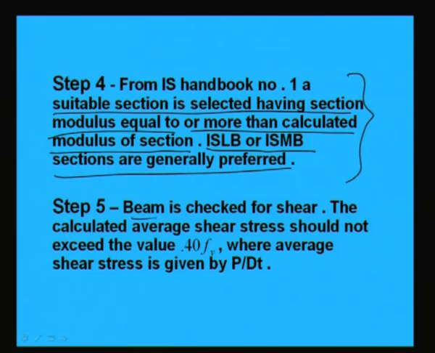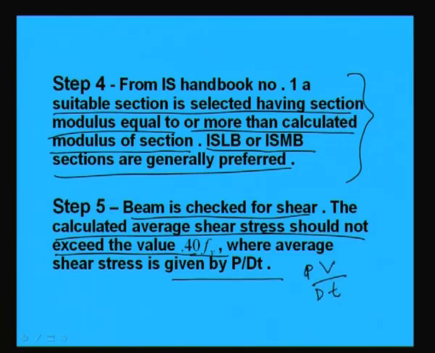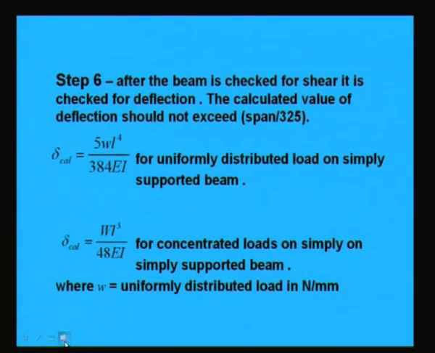In the next step, the beam has to be checked against shear. The calculated average shear stress should not exceed the value 0.4 Fy, where the average shear stress is given by V by dt, where V is the shear force, right. So, from this we can find out the average shear stress, which should not exceed, meaning it should not be greater than 0.4 Fy, right. So, that we have to check, and the next check is the deflection check.